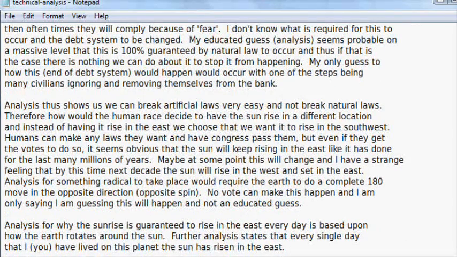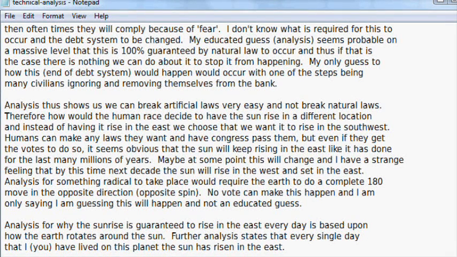Analysis thus shows that we can break artificial laws very easily and not break natural laws. Therefore, how would the human race decide to have the sun rise in a different location? And instead of having it rise in the east, we choose that we want it to rise in the southwest. Humans can make any laws they want and have Congress pass them, but even if they get the votes to do so, it seems obvious that the sun will keep rising in the east like it has done for the last many millions of years.